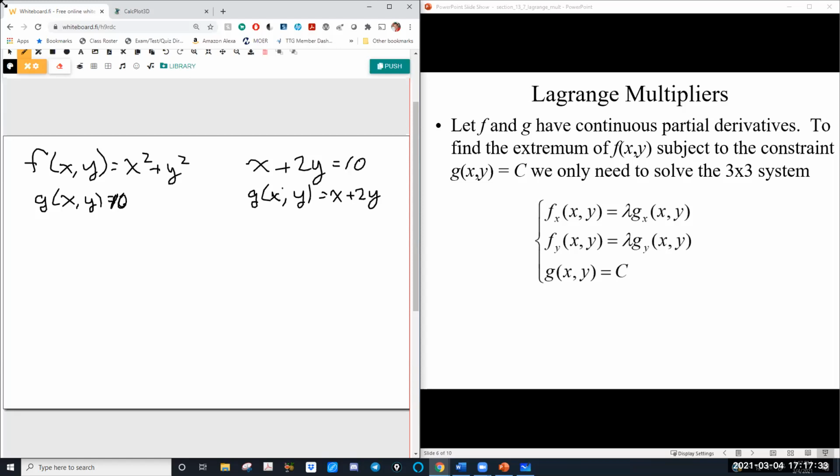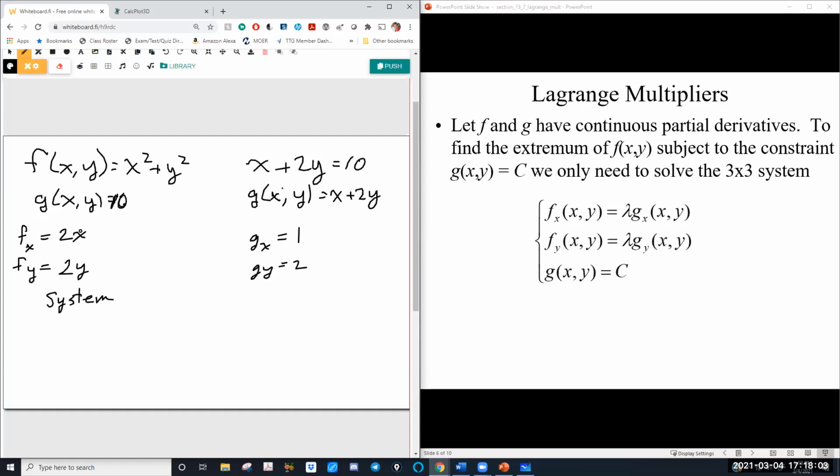So here's how we do this. First thing we do is we calculate f sub x, partial with respect to x, which is 2x, f sub y, which is our partial with respect to y, which is 2y, and we do the same thing for g. g sub x, partial with respect to x, is 1, partial with respect to y is 2. Now we set up our system.